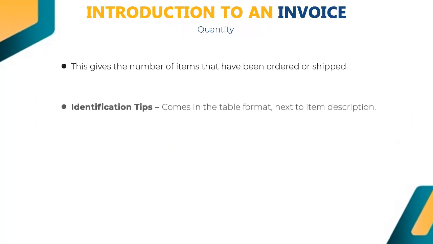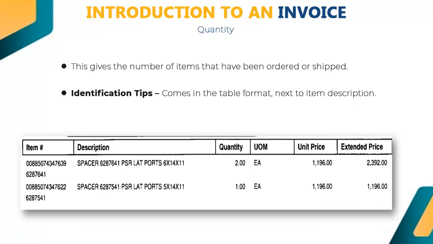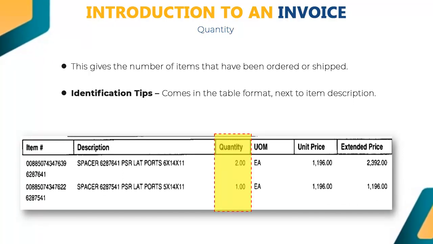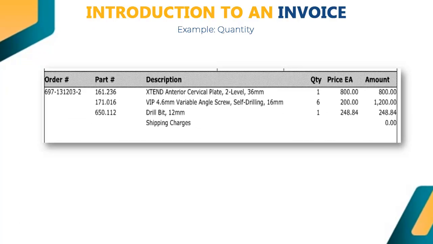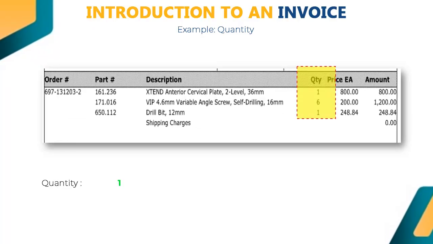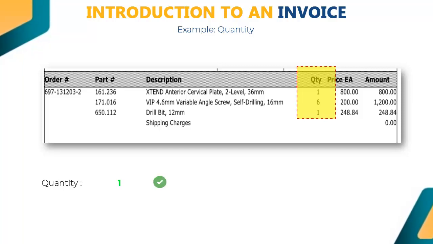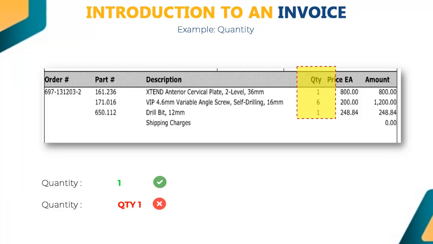Quantity gives the number of items that have been ordered or shipped. Identification tips: it comes in the table format, next to item description. Key the number 1 for quantity in the first line. Similarly, key for all other lines as per the image shown in the snippet. Do not key the word quantity. If the word quantity is already populated, then remove the word quantity.